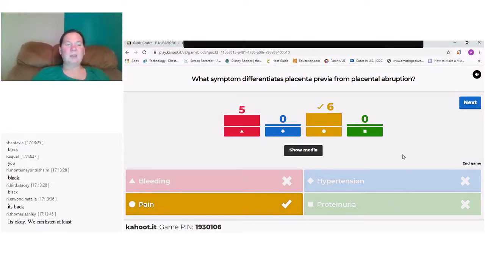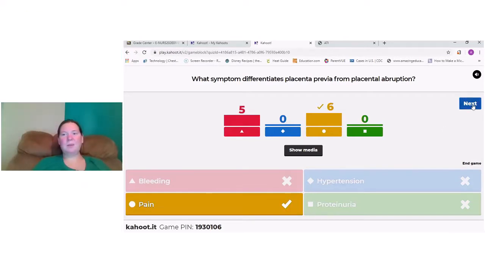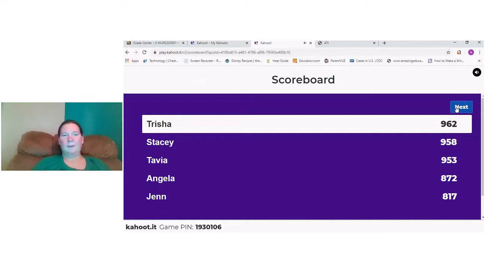Okay, so let's talk about this. The difference between the two is pain. With placenta previa, you're not going to have pain. It's going to be painless. Placental abruption is painful. Now, both of them you do have bleeding with, but there is a difference in the type of bleeding. Placenta previa, you have light or bright red bleeding. And with placental abruption, dark red bleeding. But pain is the biggest difference.